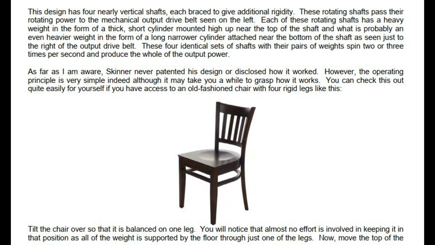Each of these rotating shafts has a heavy weight in the form of a thick, short cylinder mounted high up near the top of the shaft, and what is probably an even heavier weight in the form of a long narrower cylinder attached near the bottom of the shaft, as seen just to the right of the output drive belt. These 4 identical sets of shafts with their pairs of weights spin 2 or 3 times per second and produce the whole of the output power.